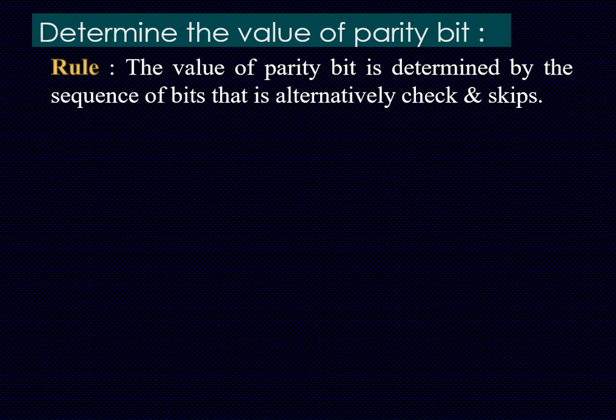If you want to calculate the value of a parity bit, you have to follow the rule. That is, the value of a parity bit is determined by the sequence of bits that are alternately checked and skipped. So what is check and skip? Let us see this with a simple example.